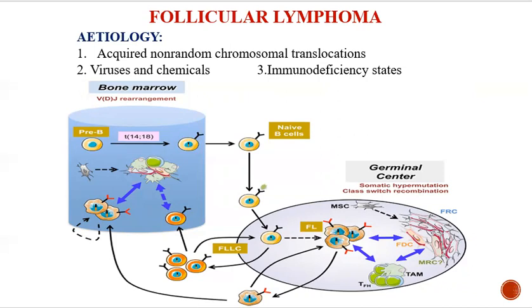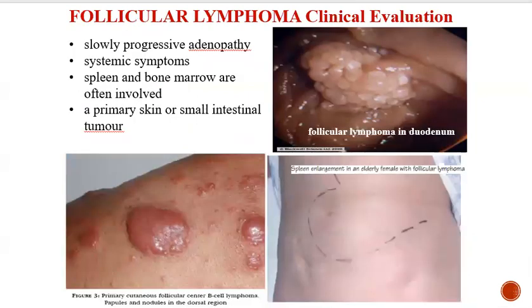Most lymphomas associated with HIV are intermediate grade or high grade lymphomas. Follicular lymphoma most commonly presents as a painless, slowly progressive adenopathy. Systemic symptoms such as fever, night sweats, weight loss, or asthenia are infrequent at presentation but can be observed in later stages of the disease.